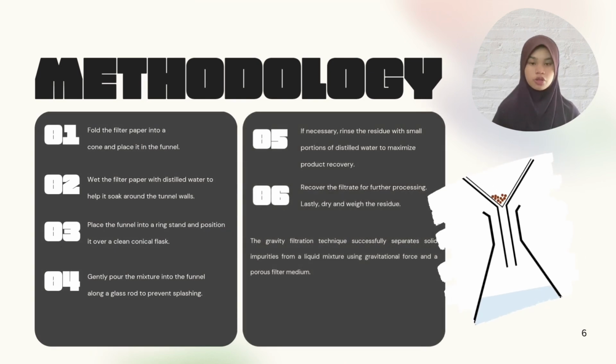Now, I will be talking about the methodology of the filtration technique, which is based on gravitational filtration. First up, we have to weigh the dry beaker and the filter paper using an analytical balance. Secondly, we fold the filter paper and place it into a funnel. The filter paper should be wet with distilled water, as this helps the filter paper stick properly into the funnel.